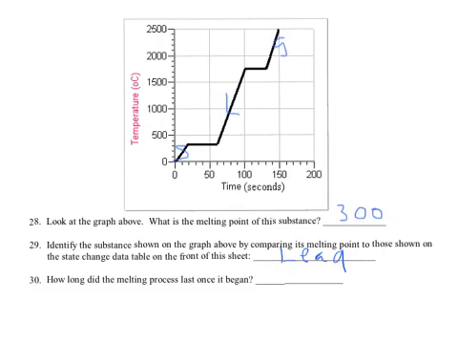And then let's see, how long did the melting process take place once it began? Well, it looks like it started melting at about 20 minutes, and it finished melting at about 60. So the difference between this, so that means it was melting for maybe 10, 20, 30, looks like about 40 minutes.